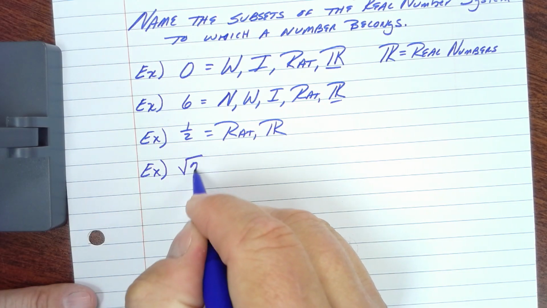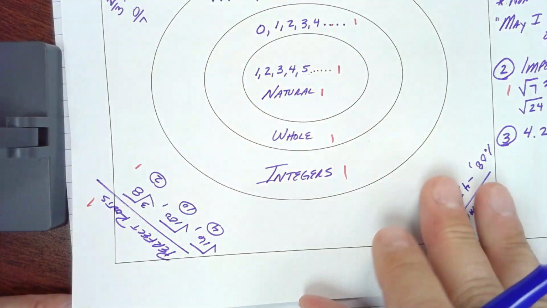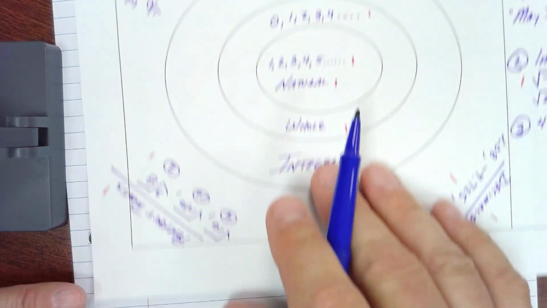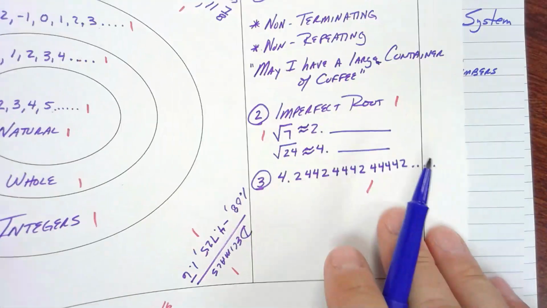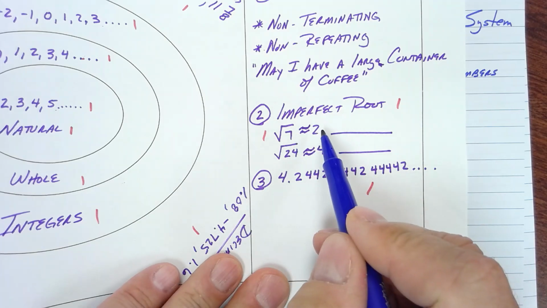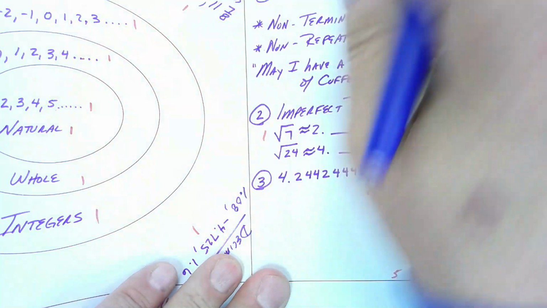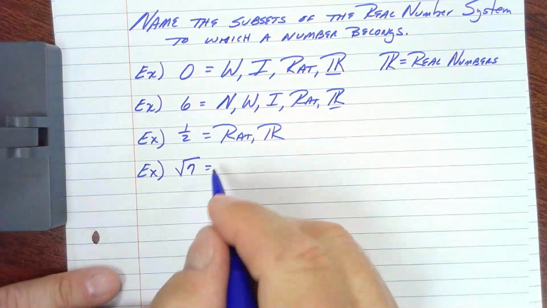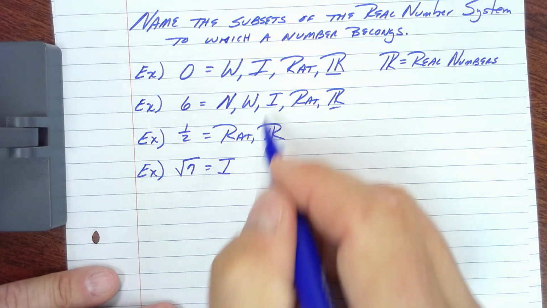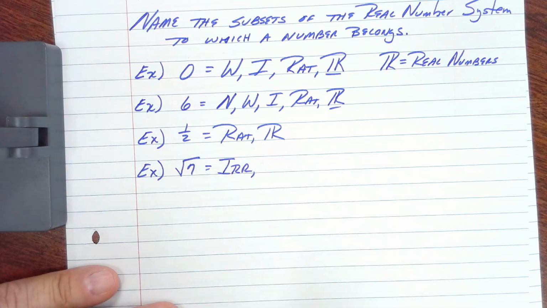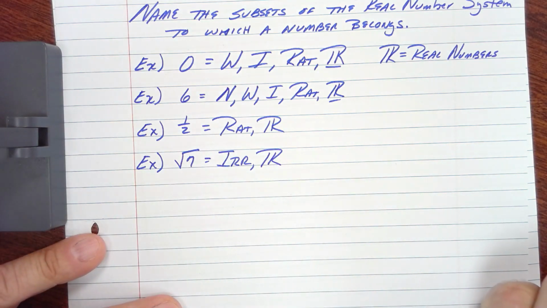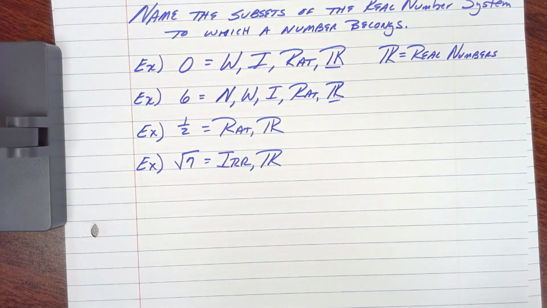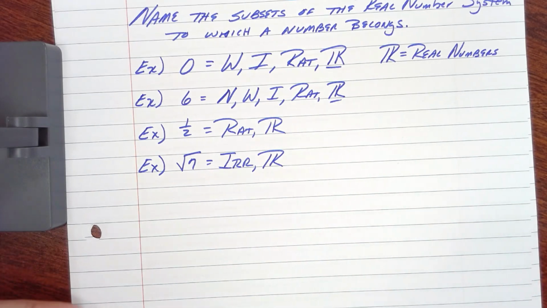The square root of 7. Okay, well, it's definitely not any of these, but does it belong over here? No, it belongs over here. This is an imperfect square. This is going to be irrational and real. And because it's another I, we have I up here as being integer. For irrational, we're going to abbreviate it as IRR. And then we have the real number system. Any questions there on identifying the subsets to which a number belongs? Okay, good.